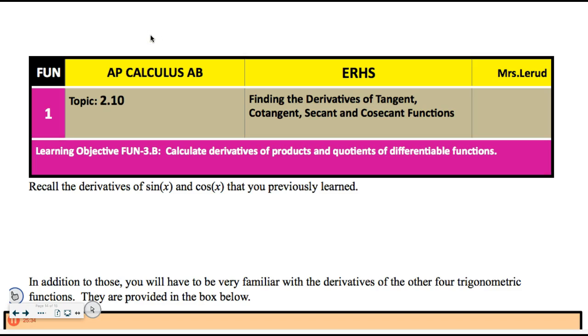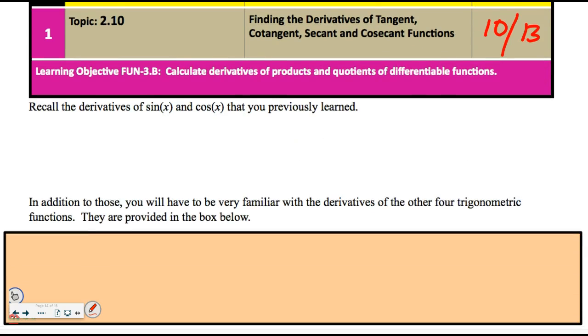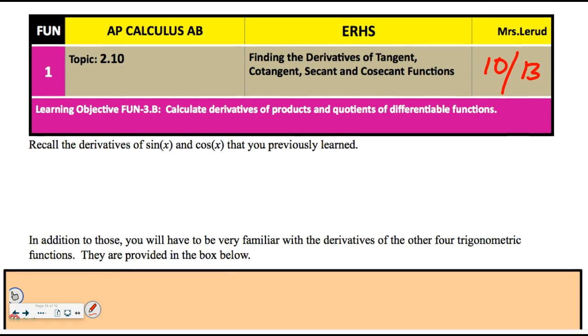It does require some memorization, but I always like you to have a backup in case you didn't memorize it. So today we're on, what's the date today? 13th, thank you guys. All right, so on the 13th, it says, recall the derivatives of sine and cosine. Remember that sine goes to cosine, negative sine, and we go St. Cloud, negative cloud, and it ends the way it begins.